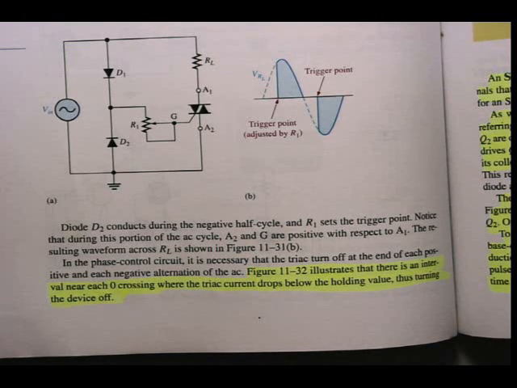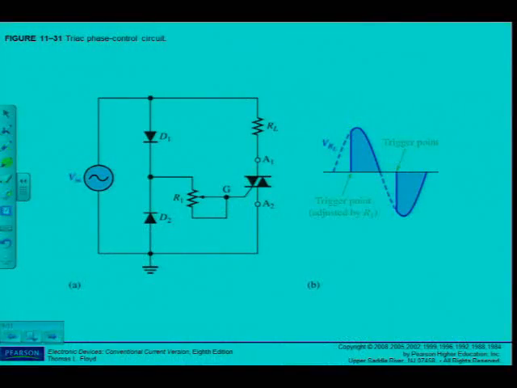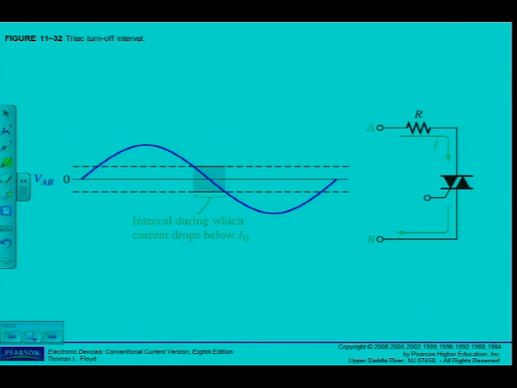All right, in the phase control circuit, it's necessary that the triac turn off at the end of each positive and each negative alternation of AC. So figure 11-32 illustrates that there is an interval near each zero crossing where the triac current drops below the holding value, thus turning the device off. Now as we've seen here, with the diodes D1 and D2 for the positive and negative alternation, and G, I determine where my device will switch on. But as I've just read, and I can see in the following figure, between those two positive and negative alternations, of course, the current drops below the holding current, and the device switches off.